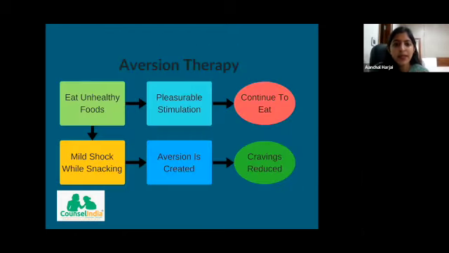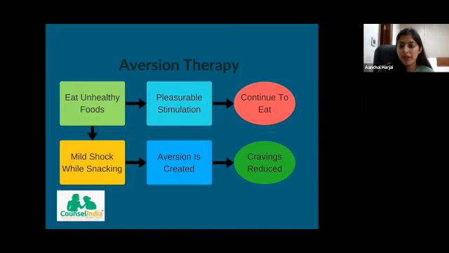Let's say this particular person has been eating a lot of unhealthy foods, and because that gives them a lot of pleasurable stimulation, they continue to eat. But once in that unhealthy food, either we pair it with a mild shock, or we pair it with something that they do not like. So it creates an aversion. Like, let's say I'm very fond of mushrooms, but one fine day I pair my eating mushroom with putting a lot of salt in it, or with mushrooms that do not taste that well. So next time I would not want to eat, because the last time that aversion was created.